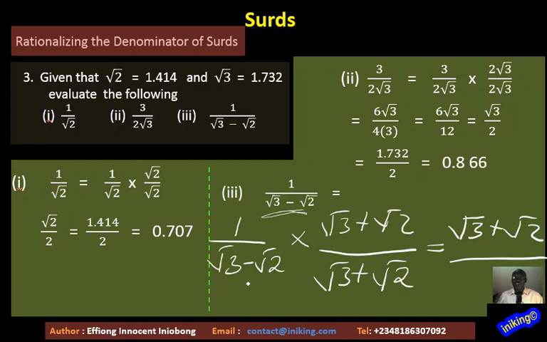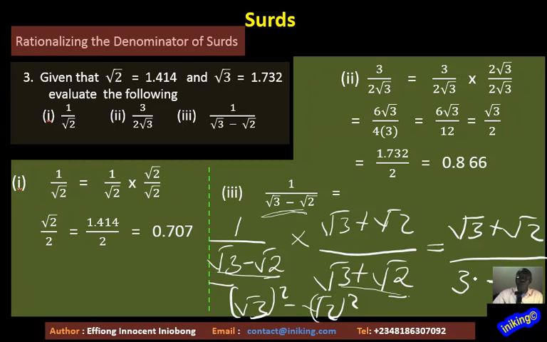If we multiply the denominator, of course this is difference of 2 squares, I can say root 3 squared, that will give me 3. Please, you can do this on your own if you don't understand what I'm doing. Root 2 times root 2, that's 2. What have I done there? I've simply done root 3 squared minus root 2 squared. We said when you have a minus b, a plus b, it is difference of 2 squares. So I put the minus sign there. So that's 3 minus 2.